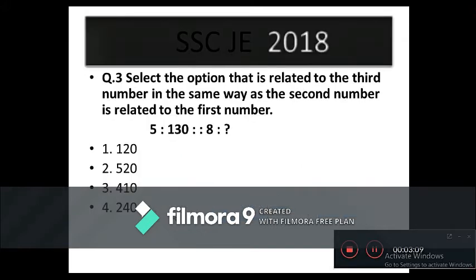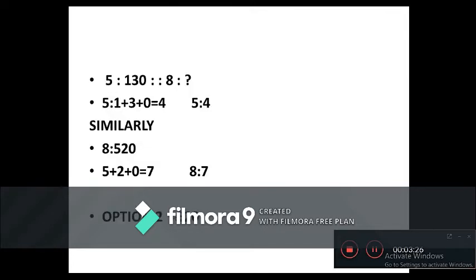Question number 3. Select the option that is related to the third number in the same way as the second number is related to the first number. 5 is to 130, then 8 is to what? We have to find out. If 5 is to 130, then 8 is to what?